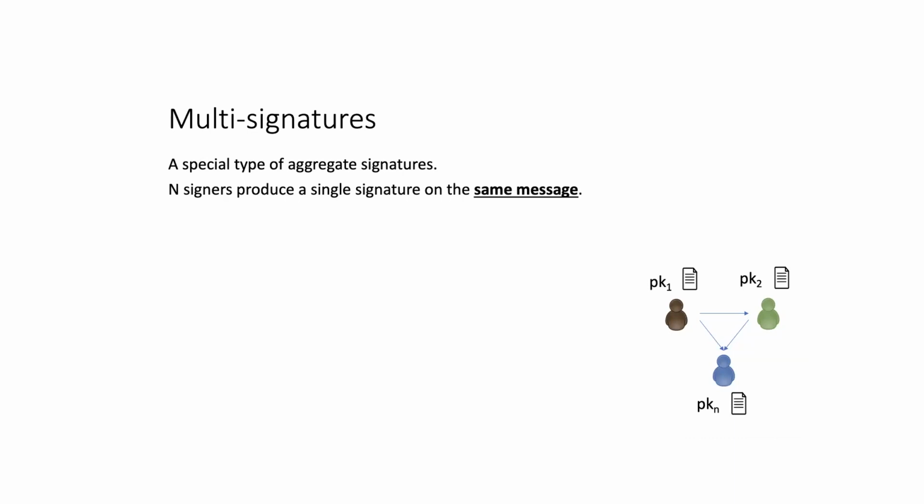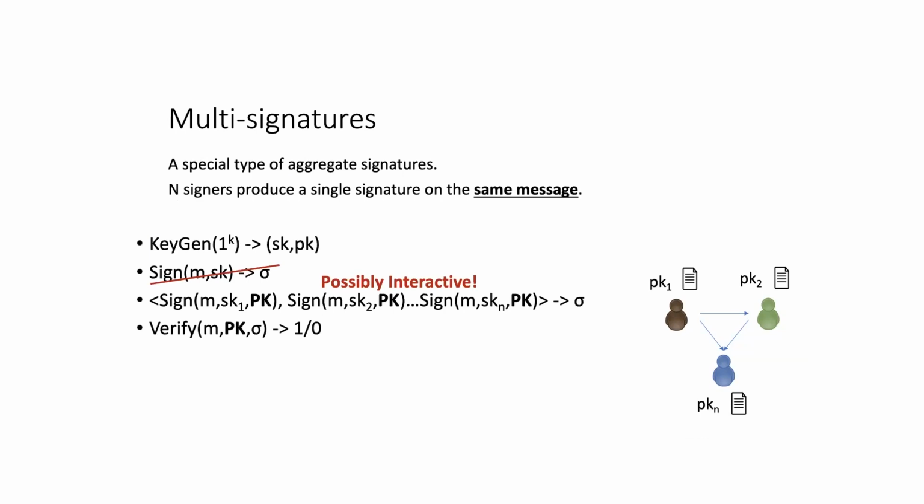Such schemes are possibly interactive, but not always. Essentially the idea is that instead of having a single sign algorithm, you might have an interactive algorithm that is run among every signer in order to produce the final signature. When you verify the signature, you still need to know all the public keys that were involved in the signing. Again, the main difference is that you have a single message.